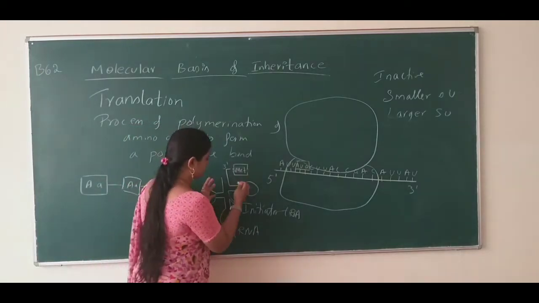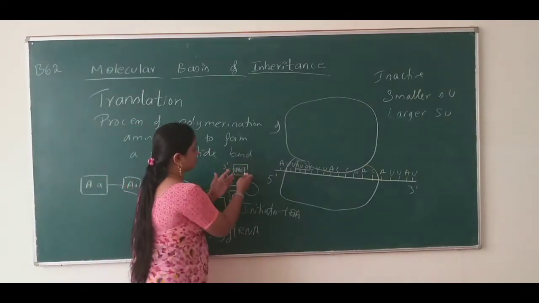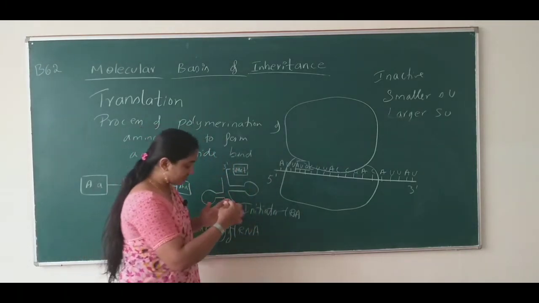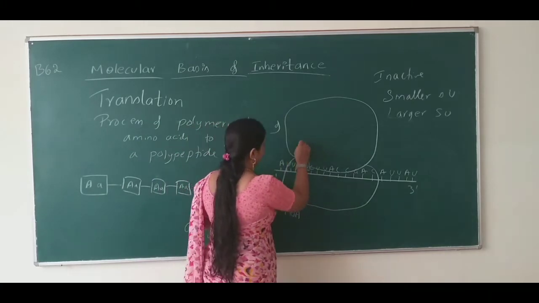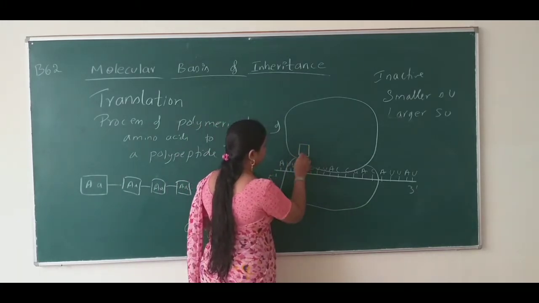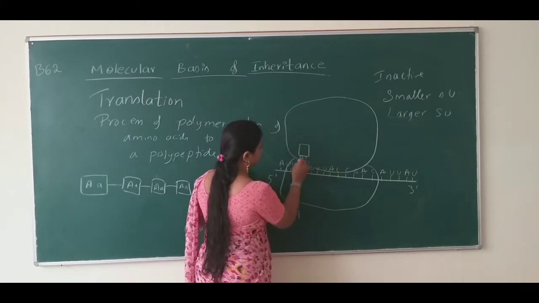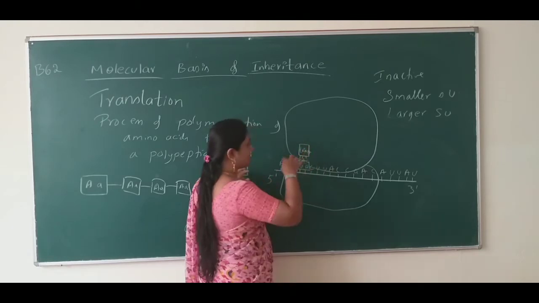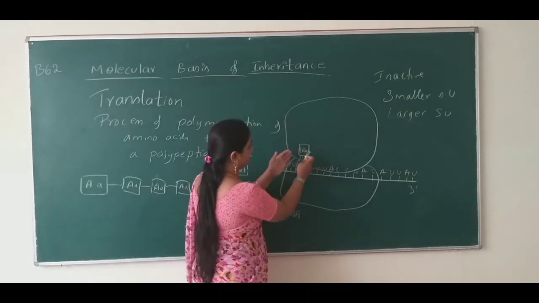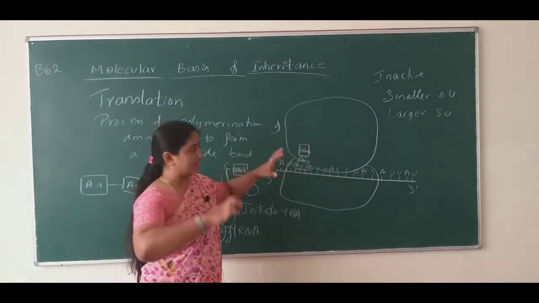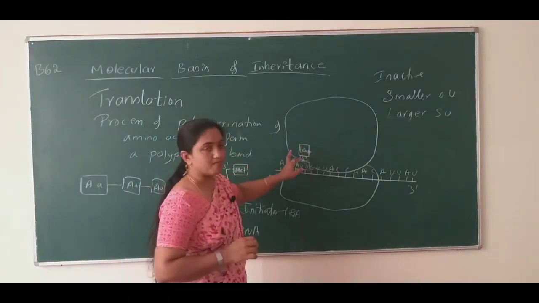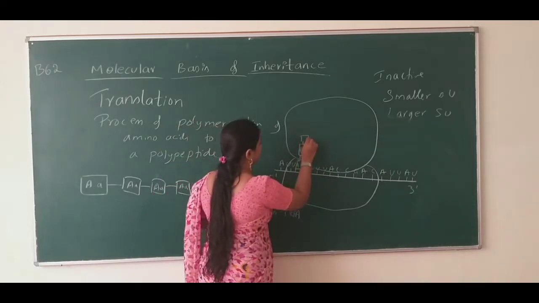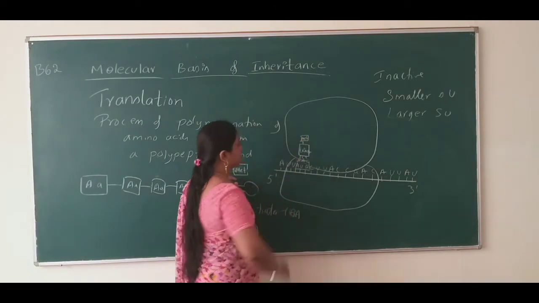So this charged tRNA having the methionine amino acid, also known as the initiator tRNA, will bind to this region, AUG UAC, and this is the tRNA. I can't write the cloverleaf model of tRNA here; to avoid large diagrams I have written a box-shaped tRNA, and it is having an amino acid known as methionine.